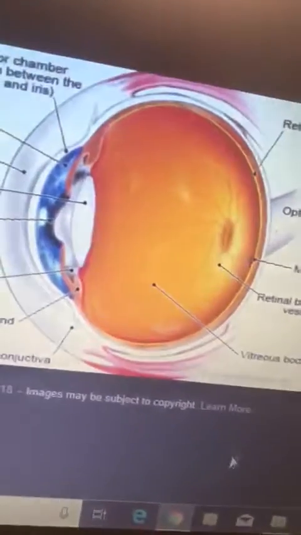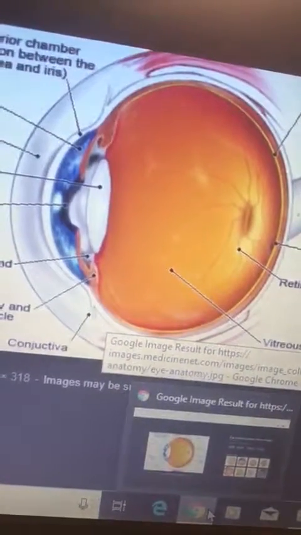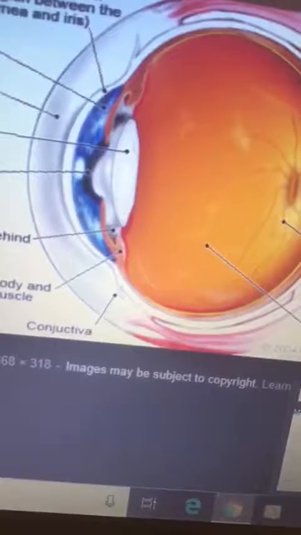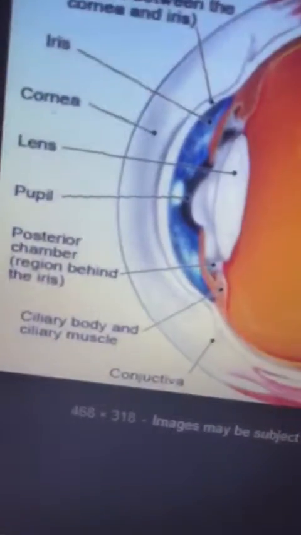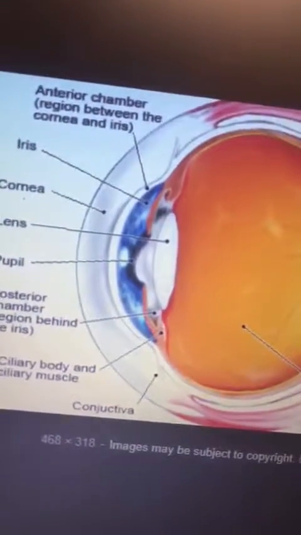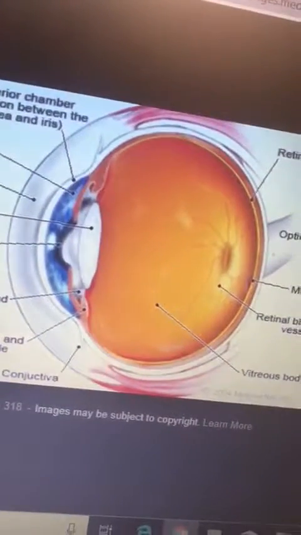So in the anterior segment, there is the aqueous, which is a fluid in the anterior segment that is constantly being produced and drained out. In the anterior segment, there is also the crystalline lens, which is positioned behind the iris.